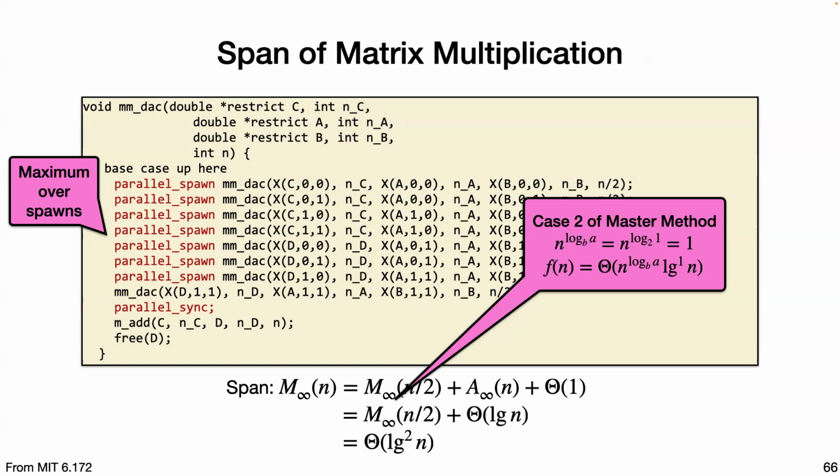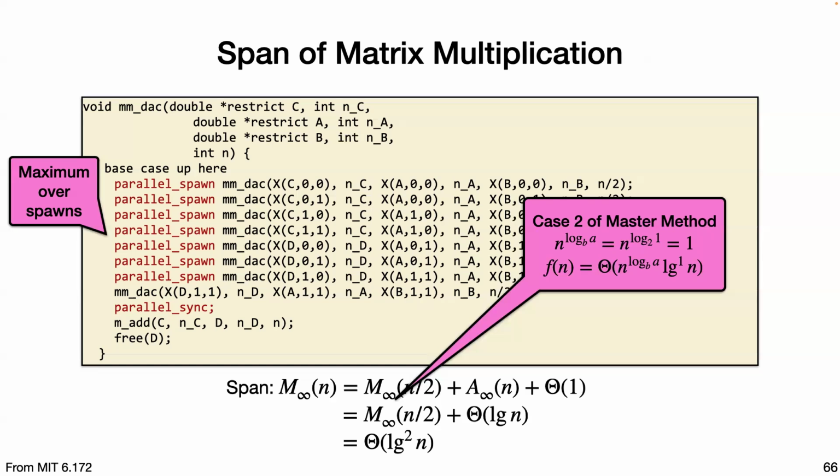And this is the recurrence, so it'd be like you have to do the problem of size n over 2, and then you have to do the problem of size n over 4, n over 8, and so on to the bottom. So this is M infinity of n over 2 plus the span of the matrix addition, because you have to do that at every level.